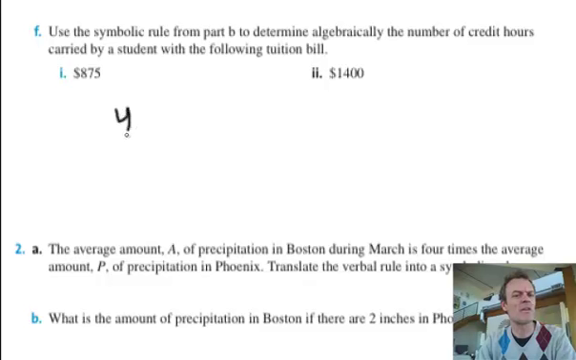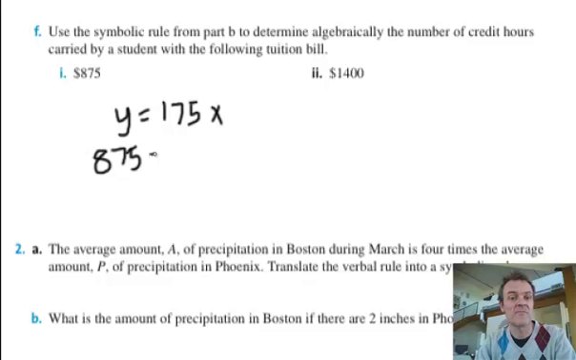Remember, y equals 175x, $175 for every credit hour. X is the number of credit hours. So if this time I know what I'm paying, and I know it's 175 for a credit hour, the question is, how many credit hours are you taking? I don't know that, but remember, we divide by the number next to the letter. If we do that, I will find out how many credit hours I am doing.